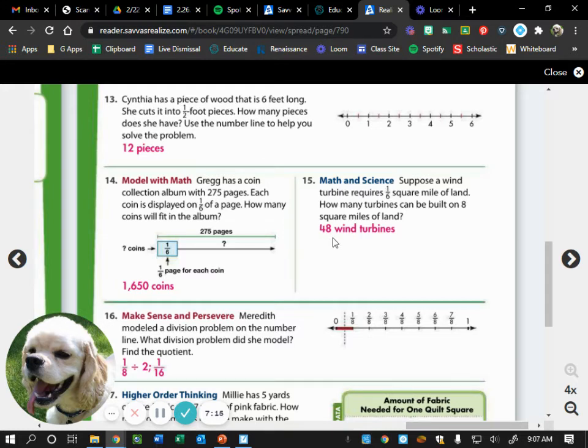And your unit should be wind turbines because they want to know how many turbines can be built. If you said 48 turbines, that would work. Wind turbines is even more specific.